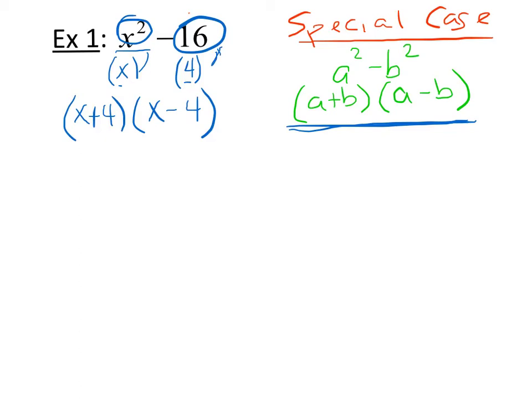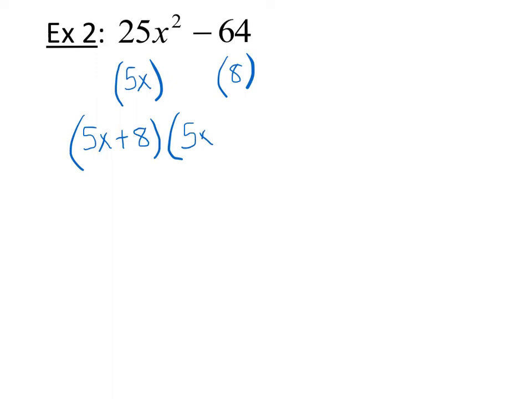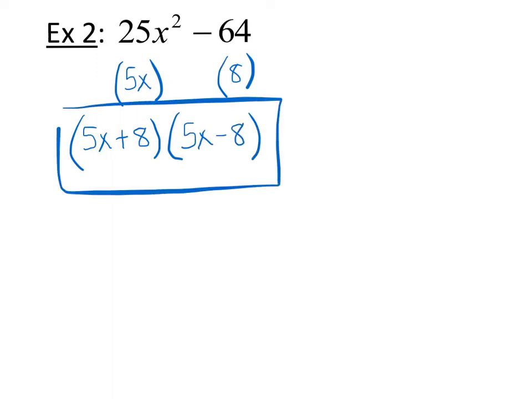Let's look at the next example. Here we've got 25x squared minus 64. Well, 25x squared is 5x squared and 64 is 8 squared. So the way we factor this is 5x plus 8, 5x minus 8. And we're done. So now it's time for a U-try.